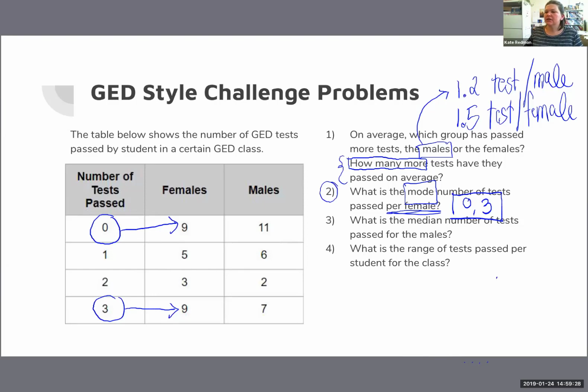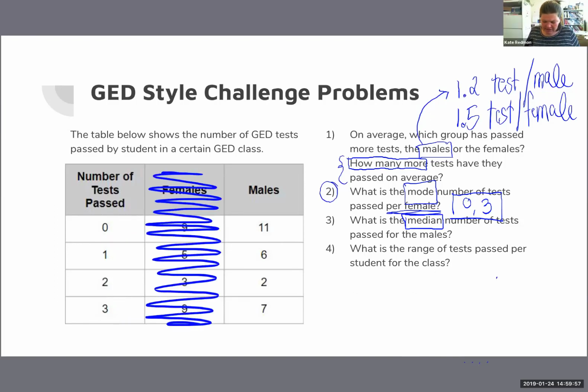Let's look at number 3. What is the median? So median, middle of an ordered set. What is the median, the middle of an ordered set, number of tests passed for the males? So I'm only looking at the males. So let's just scribble out this. This won't matter to me at all. So what is the median? I'm looking for the number of tests passed, but by the males.